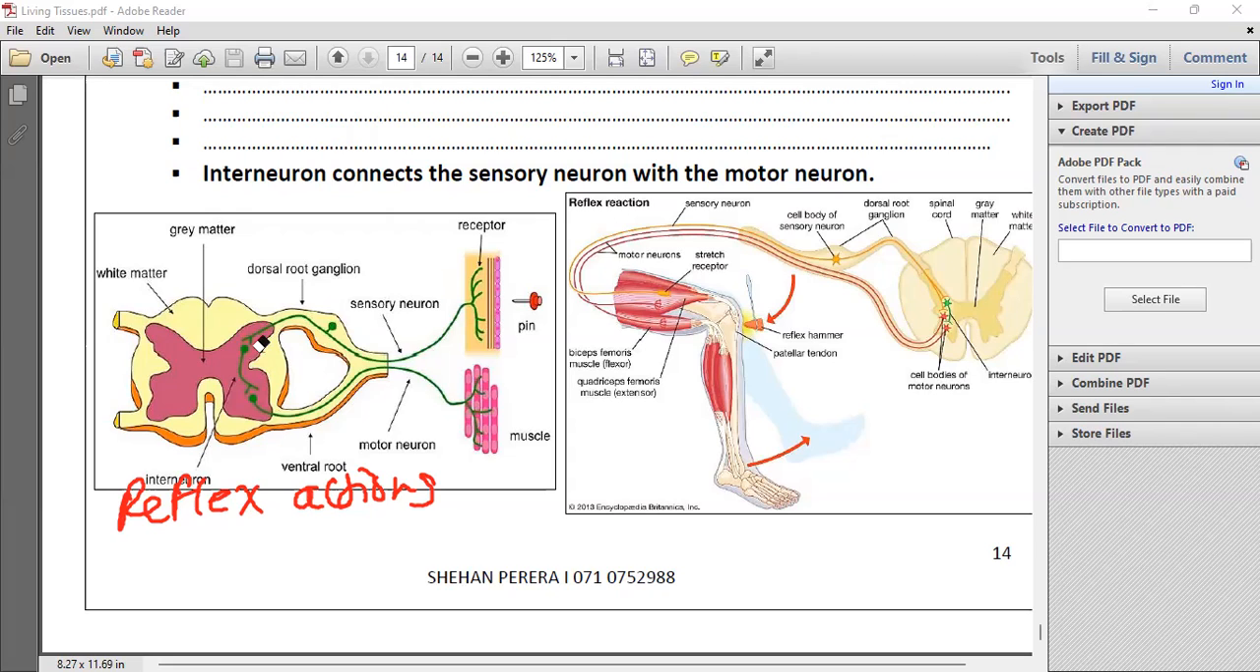Reflex actions are sudden unconscious responses taken against stimuli.